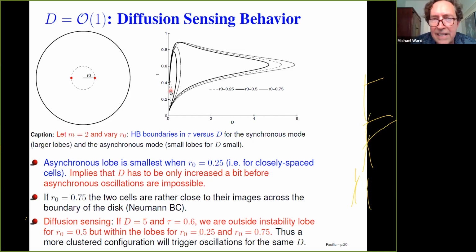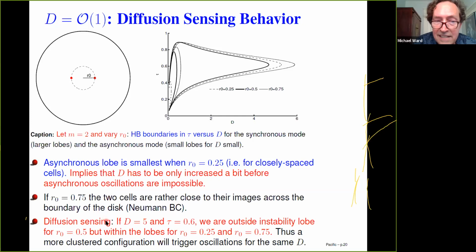And asynchronous instability should only occur for small values of D, as you would expect. But R0 is 0.75, right? R0 is 0.75. The cell over here is close to its image on the other side of the domain through the Neumann boundary condition. Okay, so you have to be aware of that.